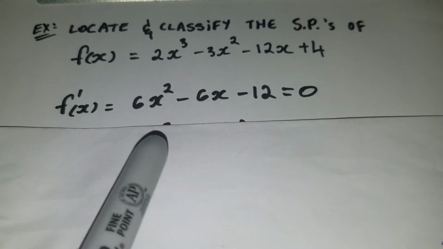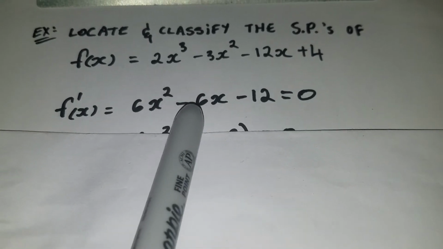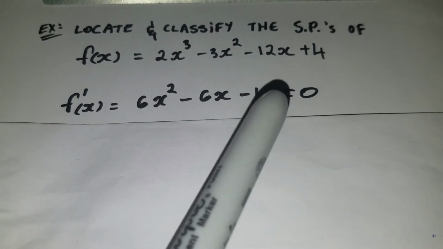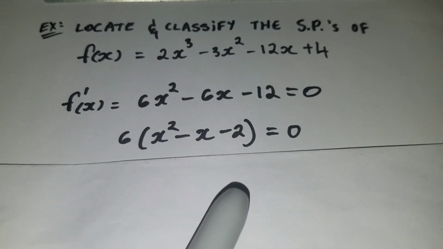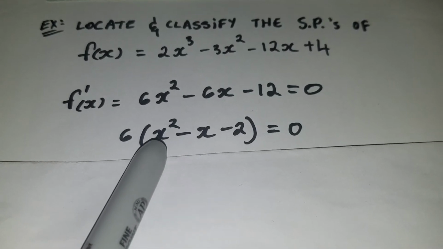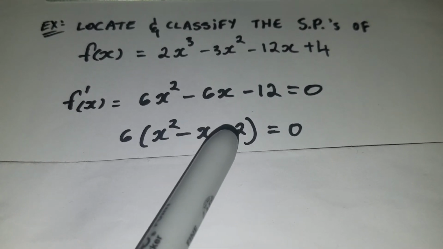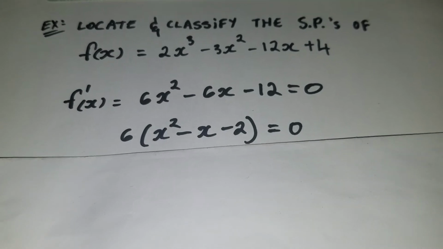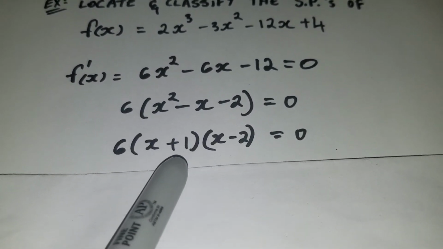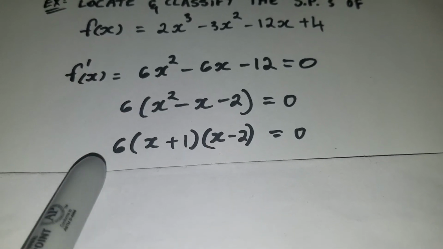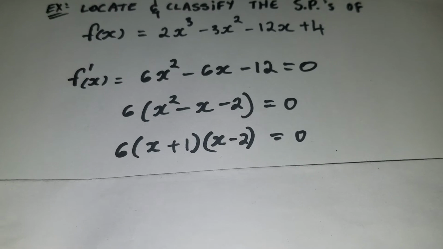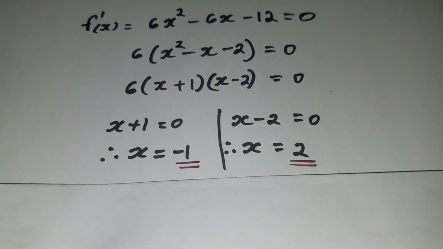Now, we see some common terms, 6 and 12, so therefore we can factor out 6 first, just to make it a bit easier to factorize. Now that we have x squared minus x minus 2, we then factorize that term and we have x plus 1 times x minus 2. The 6 will remain out here. It's of no bother to us right now. Now we can solve for x.